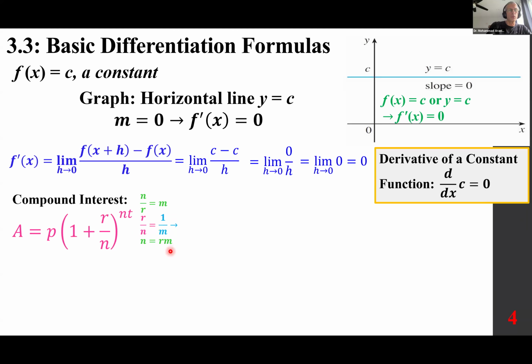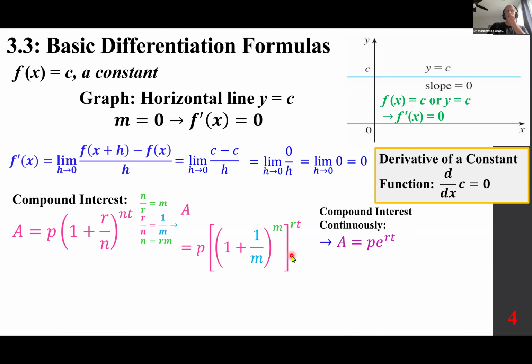So here's what we are going to do. We're going to change r over n to 1 over m, and we're going to change n to r times m, or m times r. And when we look at this format, as you recall, in the case of compound interest continuously, A equals P e to the power of rt. This part means e, and therefore e has this definition: the limit as m approaches infinity of (1 plus 1 over m) to the power of m.